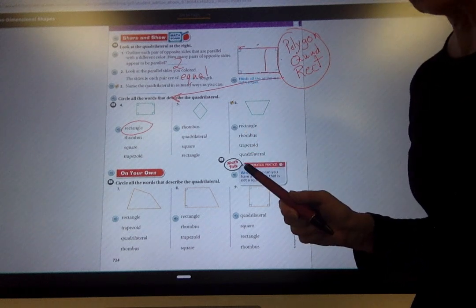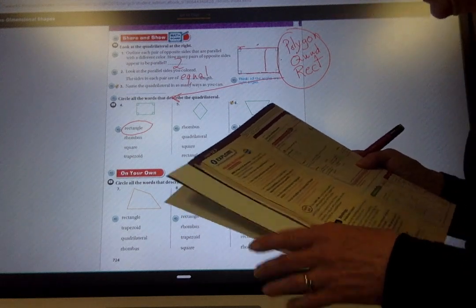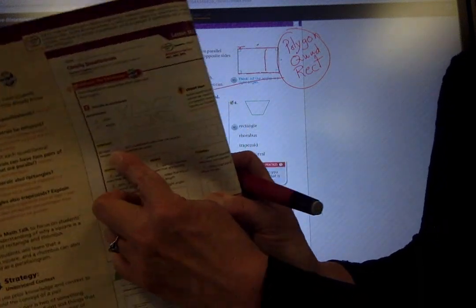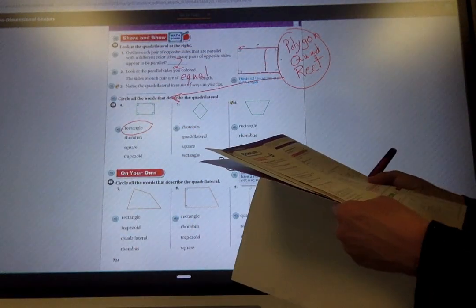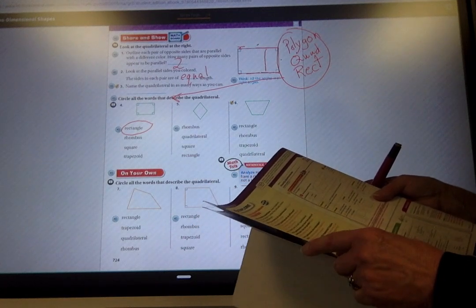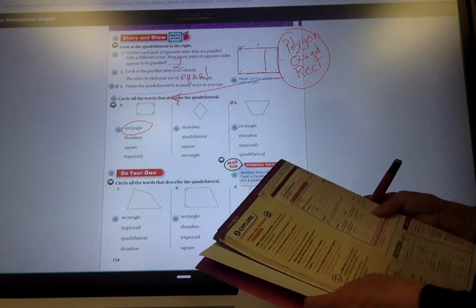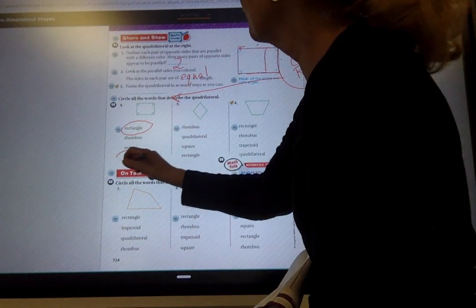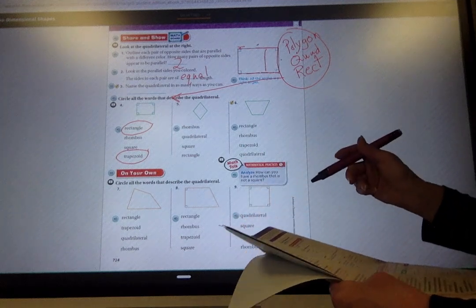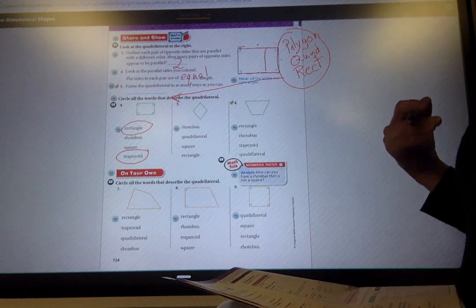Is it a trapezoid? I'm going to go back on page 723. You go back with me. A trapezoid. Right kind of here in the middle of the page, it talks about trapezoid. At least one pair of opposite sides that are parallel. The lengths could be the same size, but they don't have to be. So it is a trapezoid because it does have at least one pair. It actually has two, but it didn't say that it has to have only one. It says it has to have at least one.